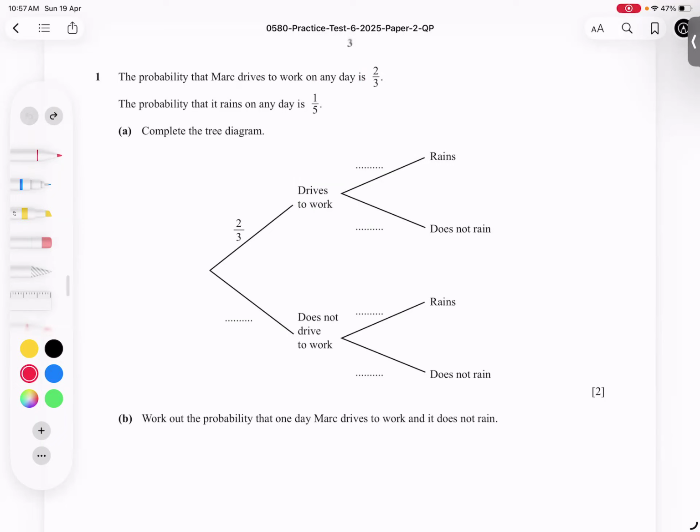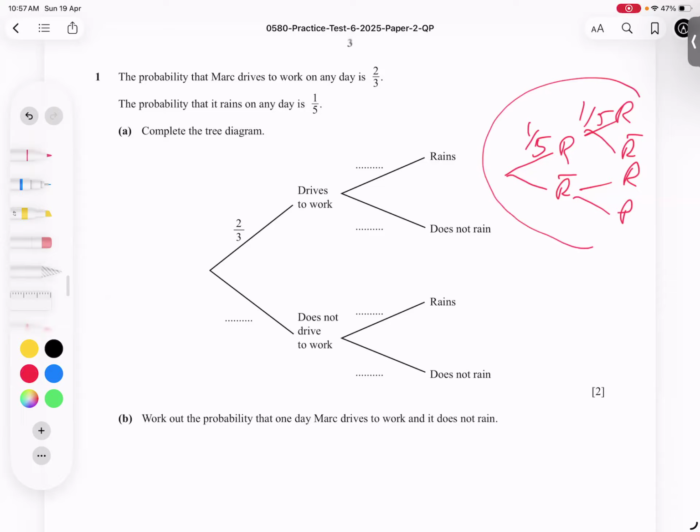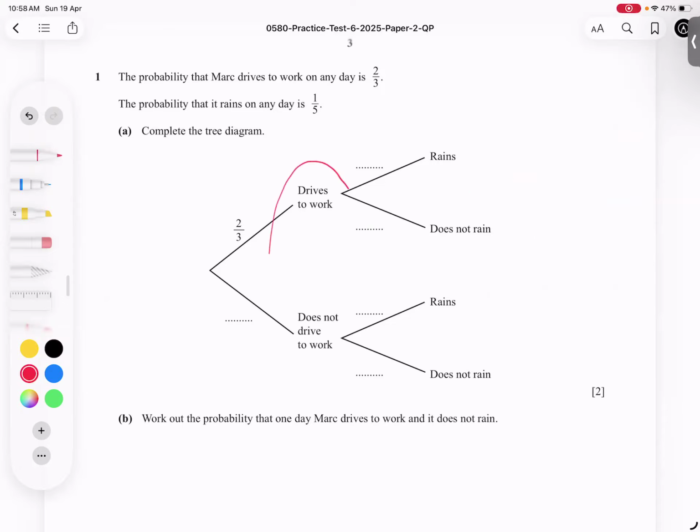So whenever rain is there, we make branches of rain and not rain, like this. Whenever the word "any" comes, it means 1 by 5 here and 1 by 5 here. I think you got the point: whenever "any" is there, we take the probability the same. Now this is the branch for this person, so 2 by 3, and these are the branches for the rain, so 1 by 5 here and 1 by 5 here.